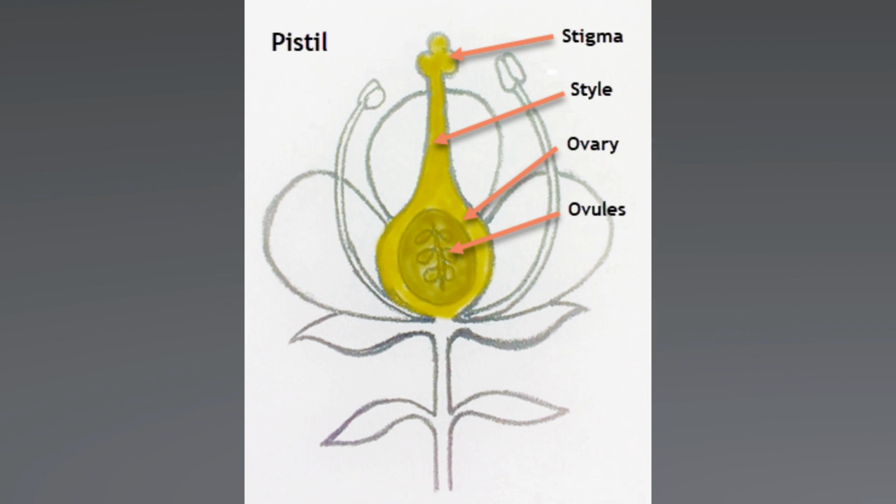So when we put together our white pipe cleaner with the yellow bead, the style and the stigma are put together, we are looking at the female reproductive parts of the flower. And when all of those are put together, it is called the pistil.